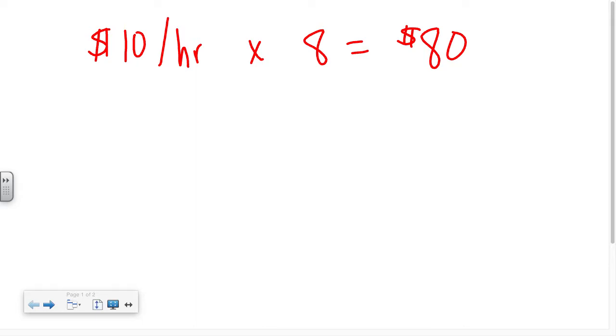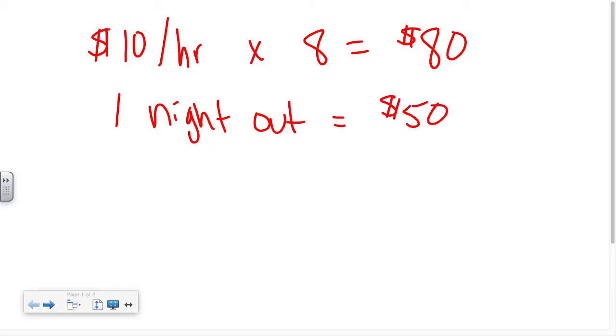Now, on the other hand, let's say that I could go out and spend a night with friends. So I could say one night out with friends. Let's say I go to a movie, go shopping, grab dinner, whatever it might be. Let's just say that it costs me $50. Right? So I could either spend $50 or I could make $80.